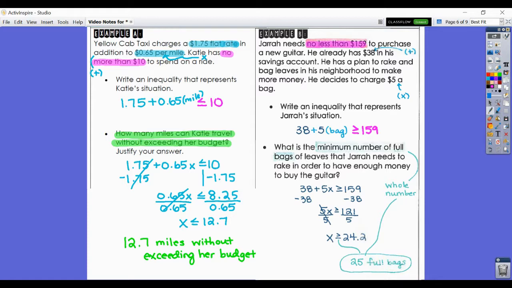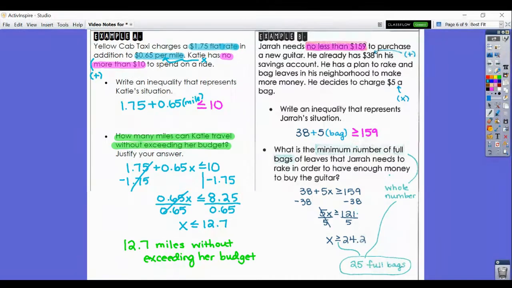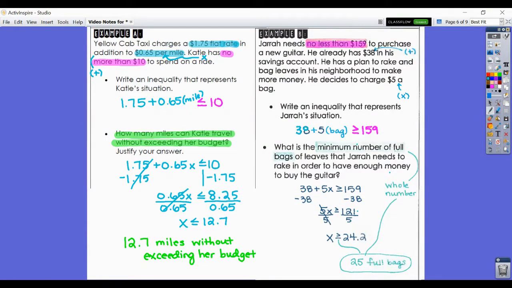He already has 38 in his savings account. So that is starting here with 38, and then we add on $5 a bag that he rakes. So 5 per bag. So again, each bag you'll earn $5 on. So that's why we have it changing with multiplication there. We go ahead and swap out the bag for x and move over 38.